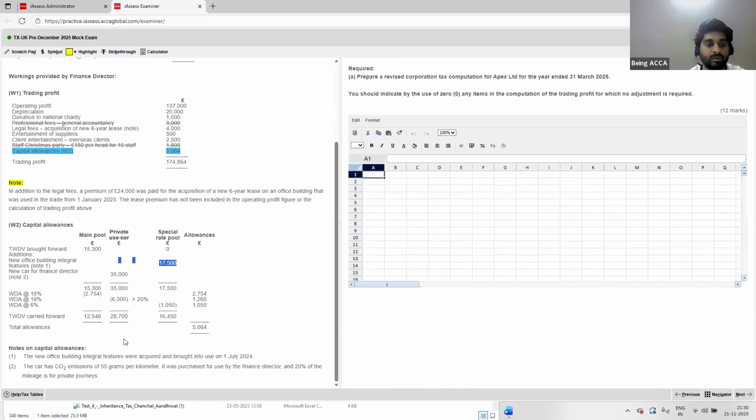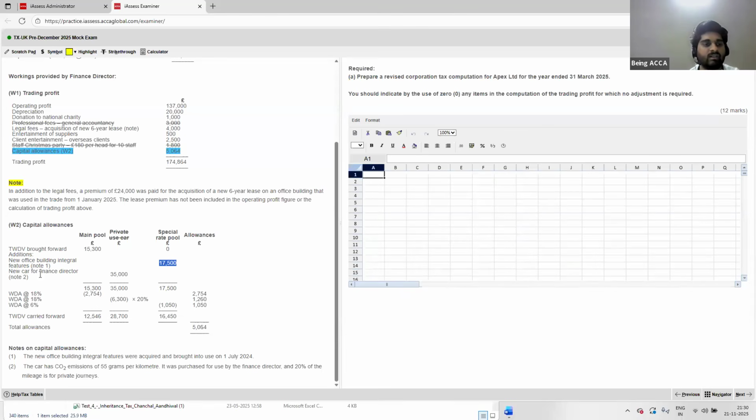And there's a note relating to it, which says the new office building integral features were acquired and brought into use on 1st July 2024, which means these are new integral features. But they have been wrongly included in the special rate pool instead of taking the AIA into consideration, which is again a mistake, because AIA is completely available on this as it is a new one. So that should be taken to AIA.